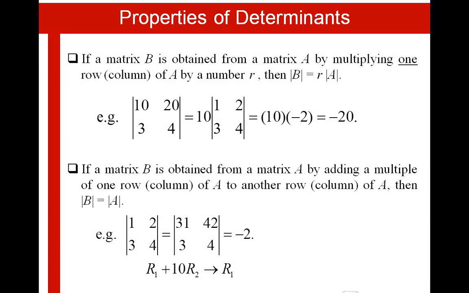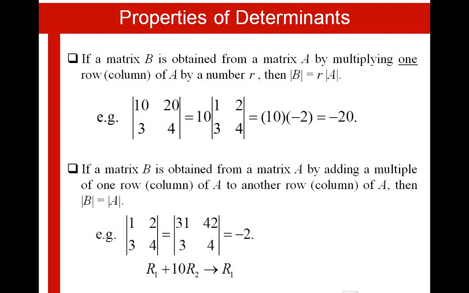If a matrix B is obtained from a matrix A by multiplying one row or column of A by a real number R, then the determinant of B is equal to R times the determinant of A. Example, if we have a 2 by 2 matrix, the determinant of the matrix 10, 20, 3, 4 is equal to 10 times the determinant of the matrix 1, 2, 3, 4, which is equal to 10 times minus 2, which is equal to minus 20.